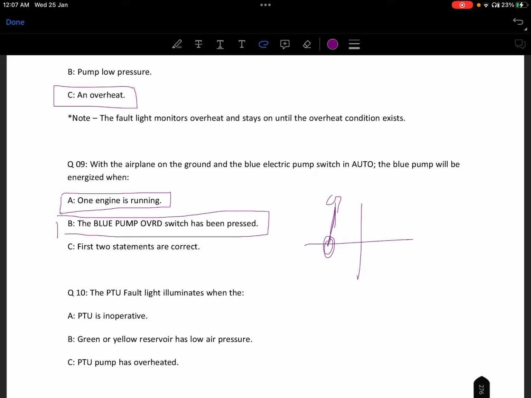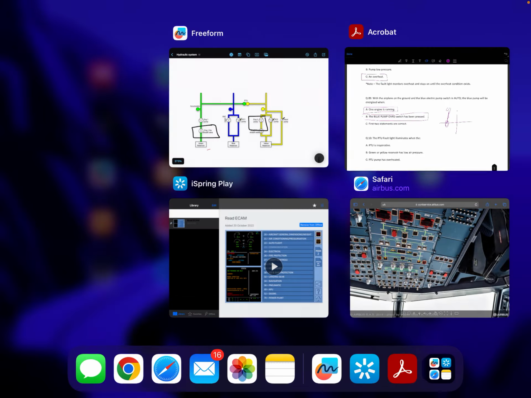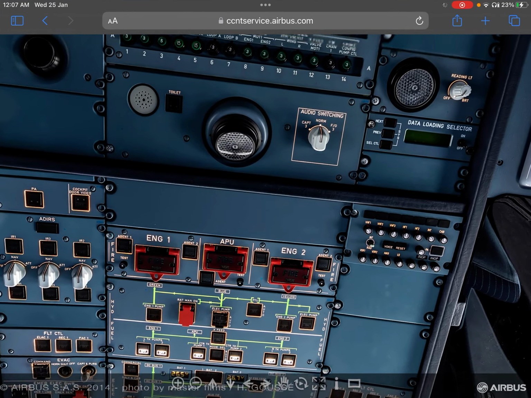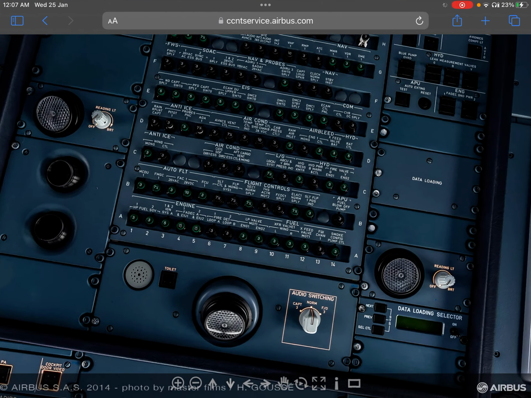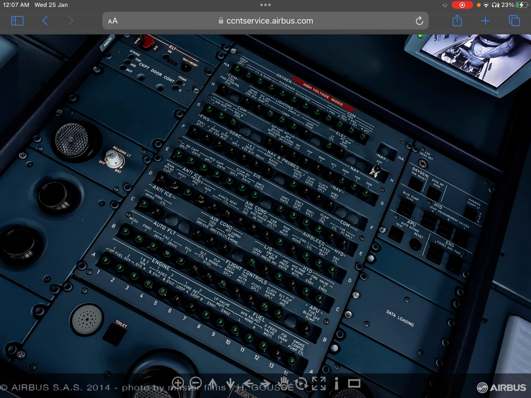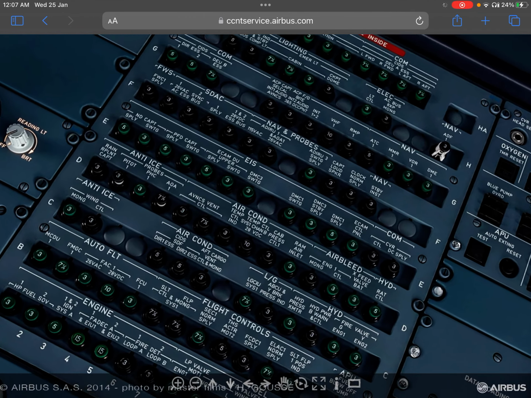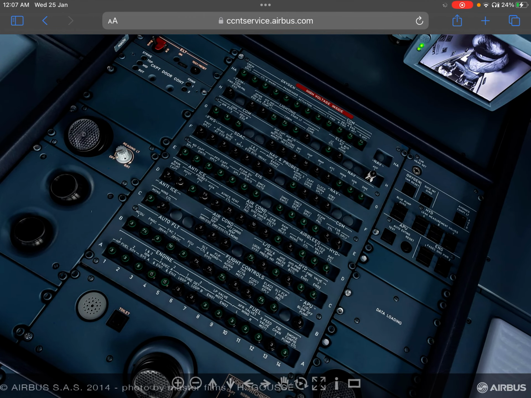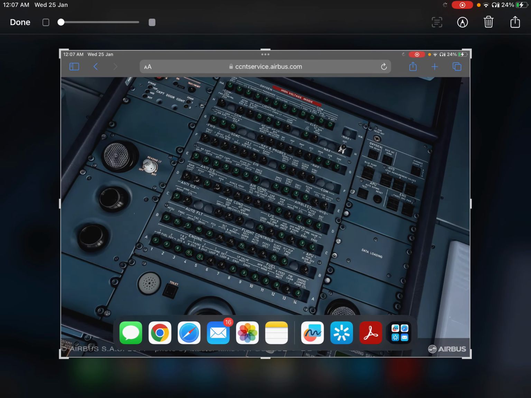So where is the blue pump override? This is on the maintenance panel. Let me show you the maintenance panel. Here is the maintenance panel. I will take a screenshot.